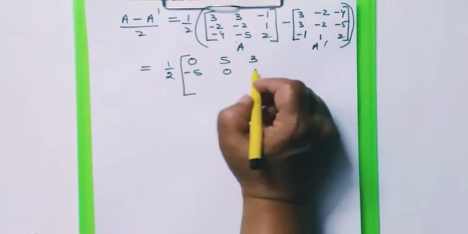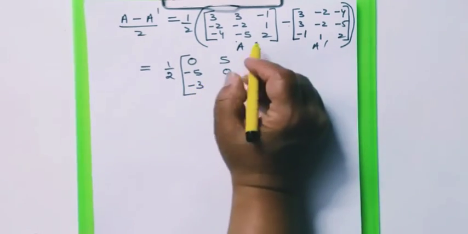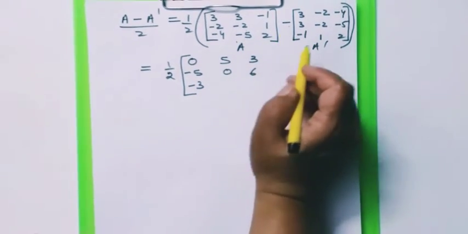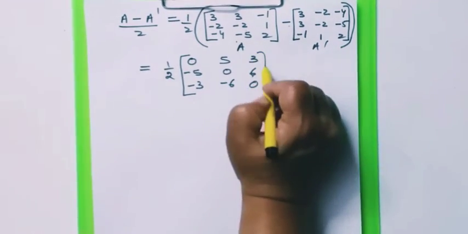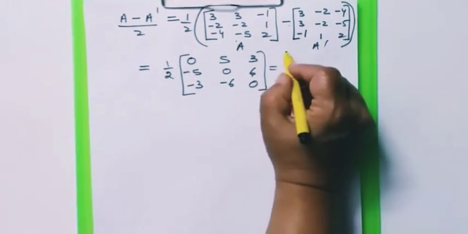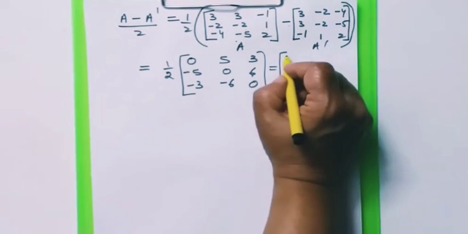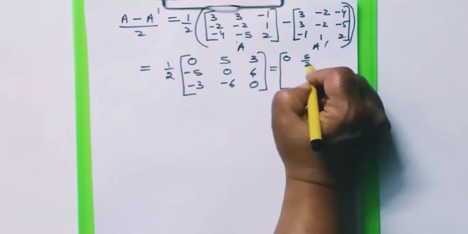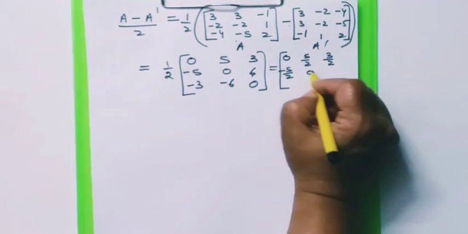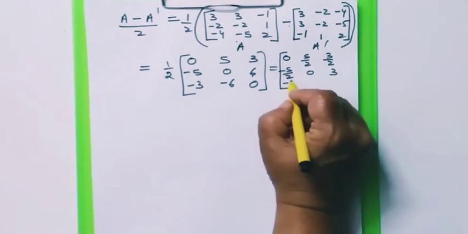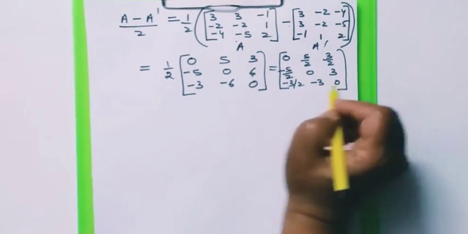1 plus 5 is 6, minus 4 plus 1 is minus 3, minus 5 minus 1 is minus 6, and 2 minus 2 comes out to be 0. And if I divide this matrix by 2, that means I have to divide every element of it by 2: 0, 5 by 2, 3 by 2, minus 5 by 2, 0, 3, minus 3 by 2, minus 3 and 0. So I get this matrix.